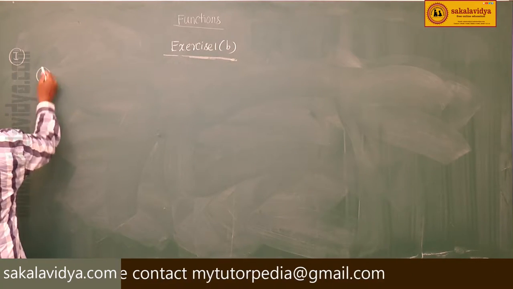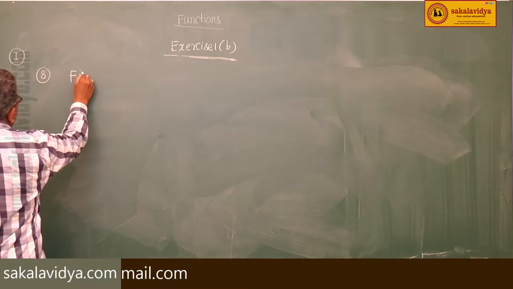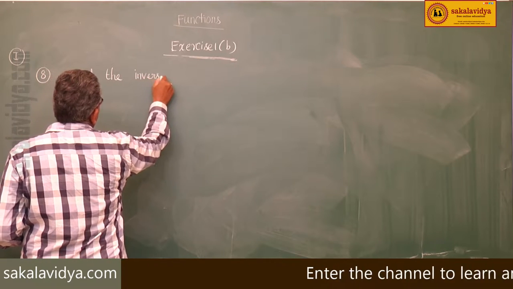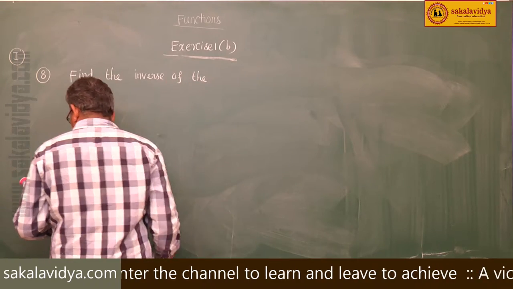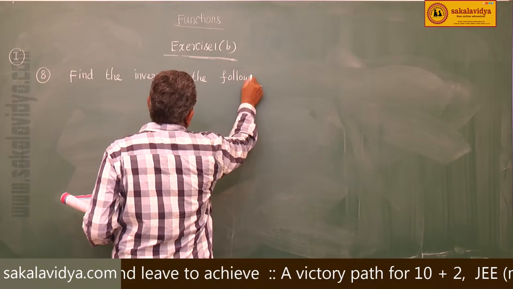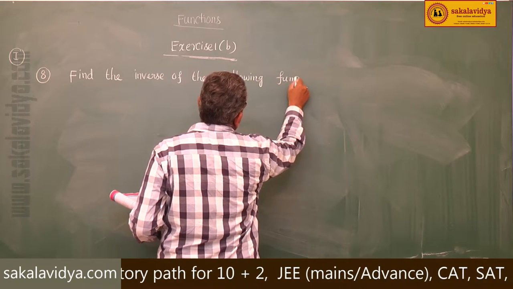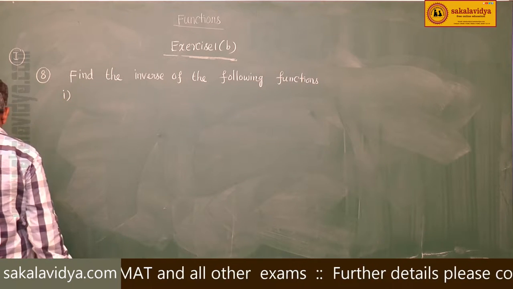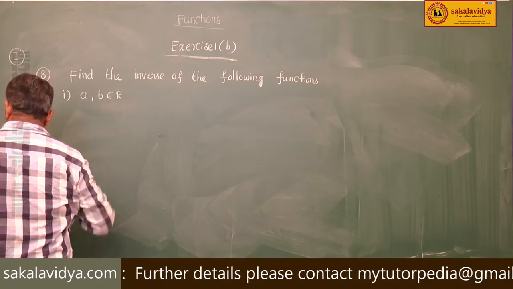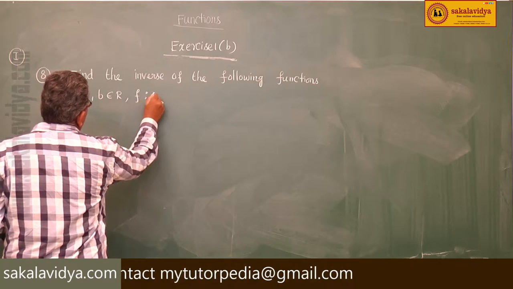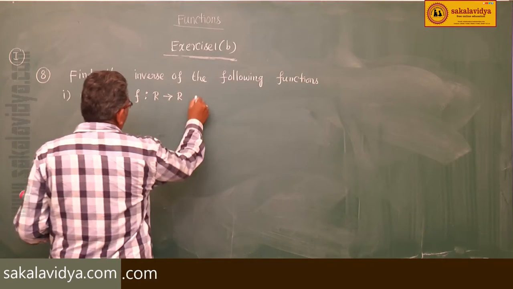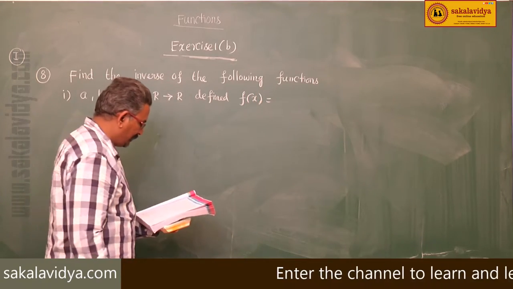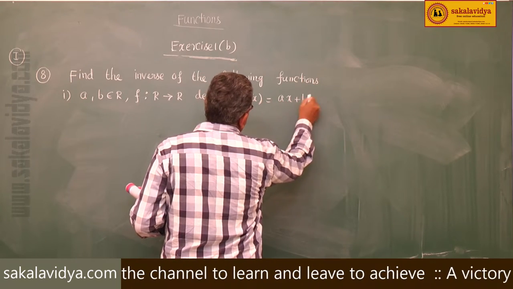Eighth one, find the inverse of the following functions. First one, a comma b belongs to R, f maps R to R, defined by f of x is equal to ax plus b, where a does not equal to 0.